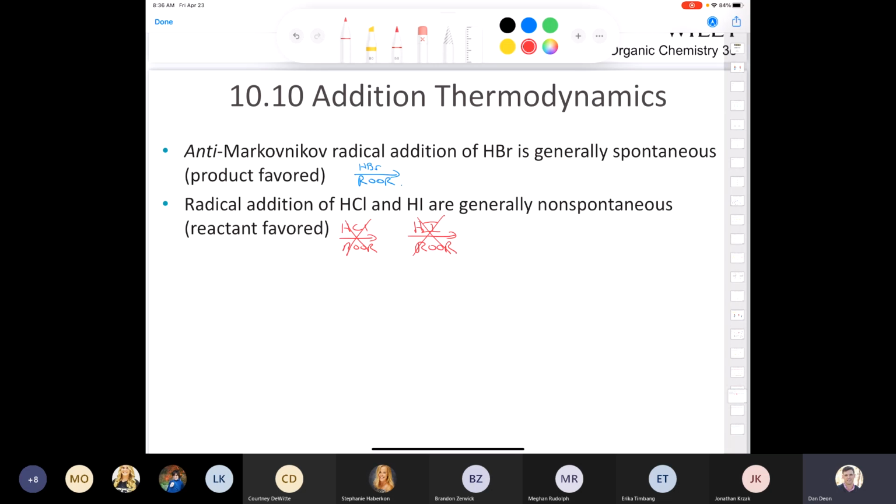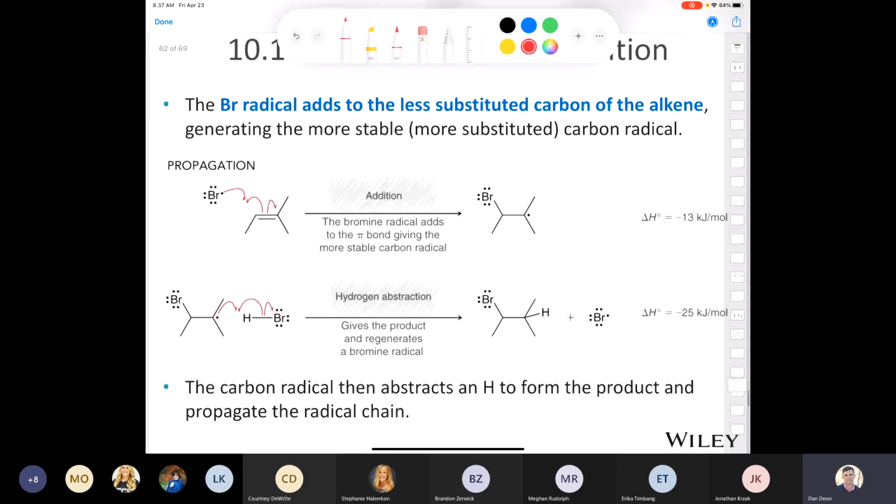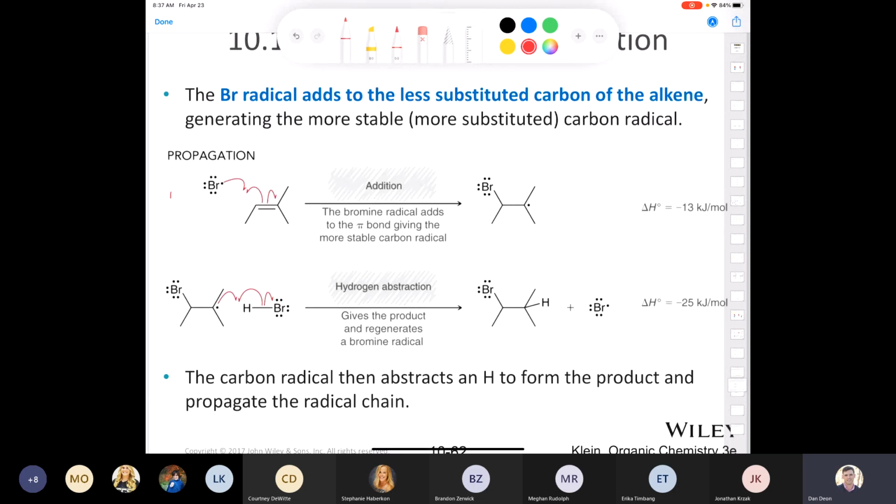In our book, he goes through an entire treatment of the thermodynamic considerations for the propagation steps, meaning the addition, right? So this is step one of the propagation steps, the addition to the pi bond, and step two, which is the hydrogen abstraction.